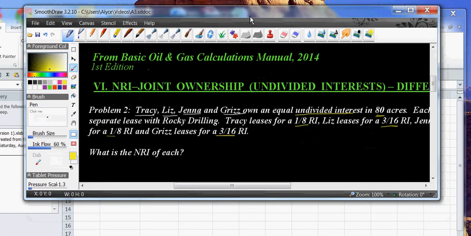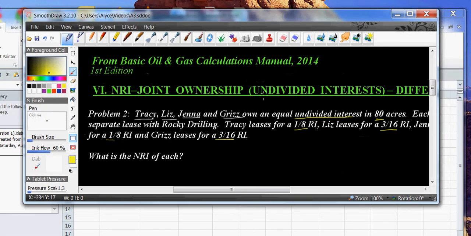Now the next thing we're going to do is we're going to take these joint ownership and we're going to put it in an undivided interest, and then we're going to add in the pooling calculation. Remember, that was the tract acres over the unit acres. So let's take a look at that.